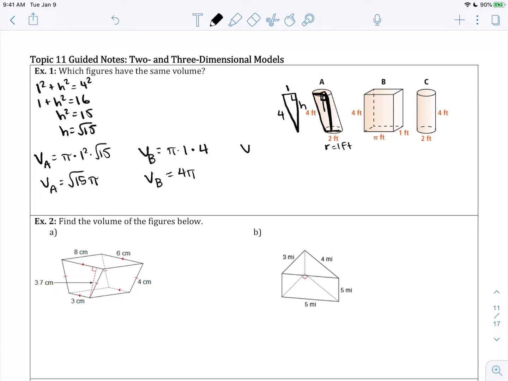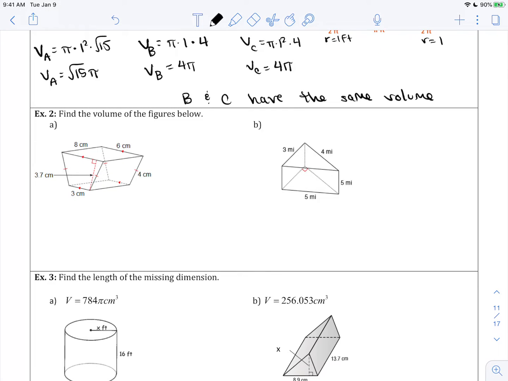Last, let's get C. So the area of the base. This one, again, is going to have a radius of 1, because 2 is the diameter, so 2 divided by 2. So pi times 1 squared times the height of 4. 1 squared is 1, so this would be 4 pi, right? So B and C have the same volume. Great. Let's calculate the volume of a few others.